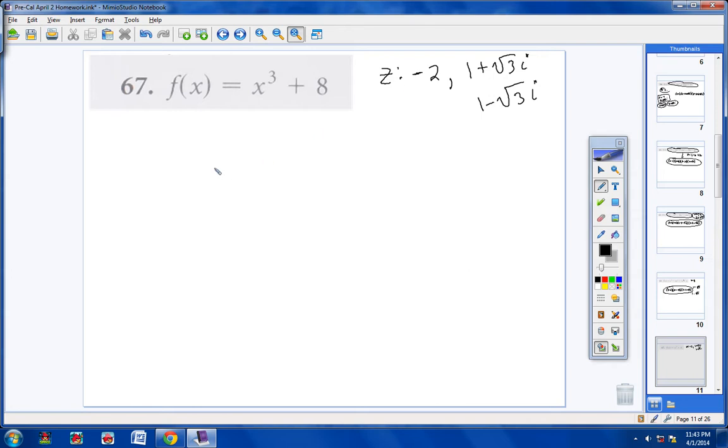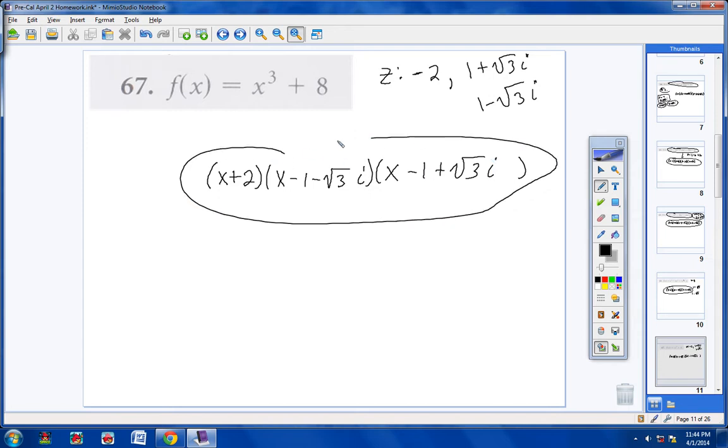So if I have negative 2 for a zero, my factor is x plus 2. If I have 1 plus square root of 3i, my factor would be x minus 1 minus square root of 3i. And then the other expression is going to be x minus 1 plus square root of 3i. Okay? So here are your 3 zeros, and here would be the linear factor for each one of those zeros. Okay. All right, one more in this section, then we'll move on to another section.